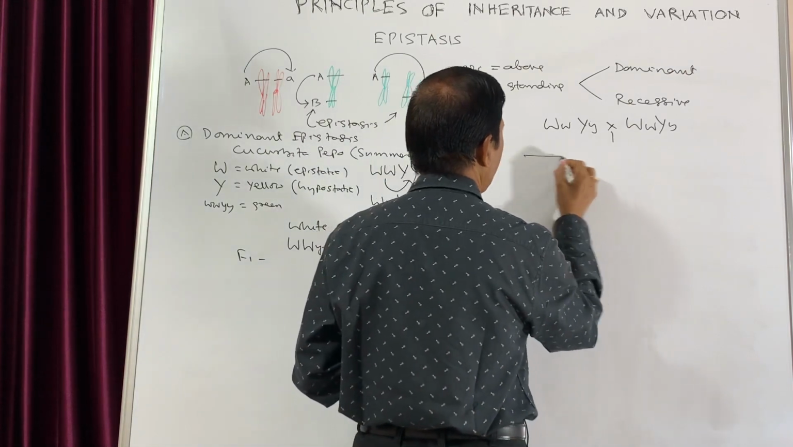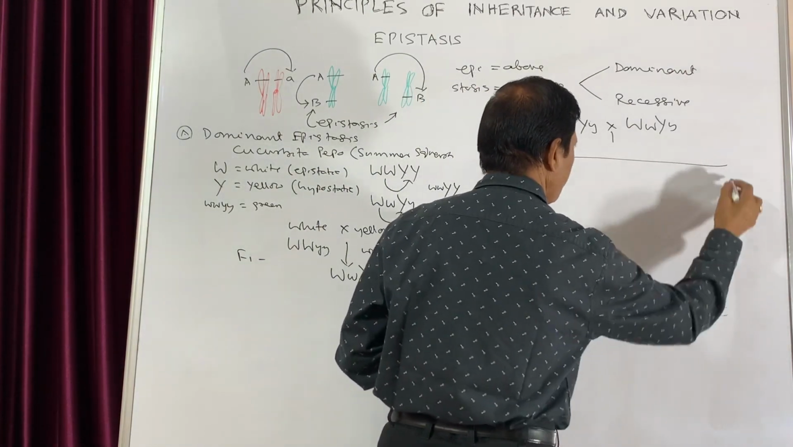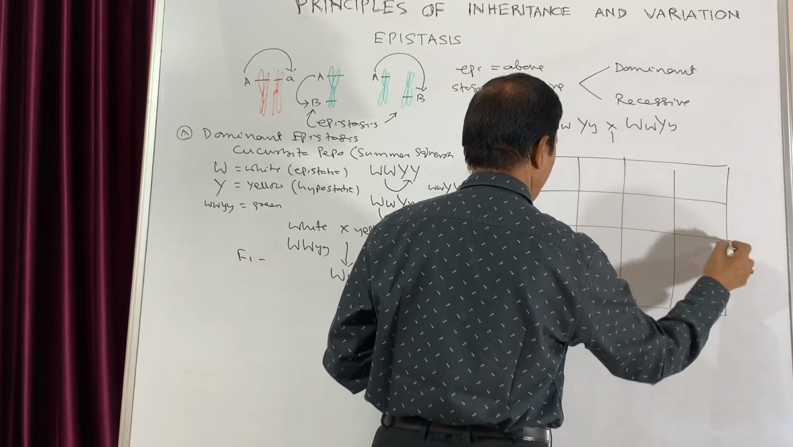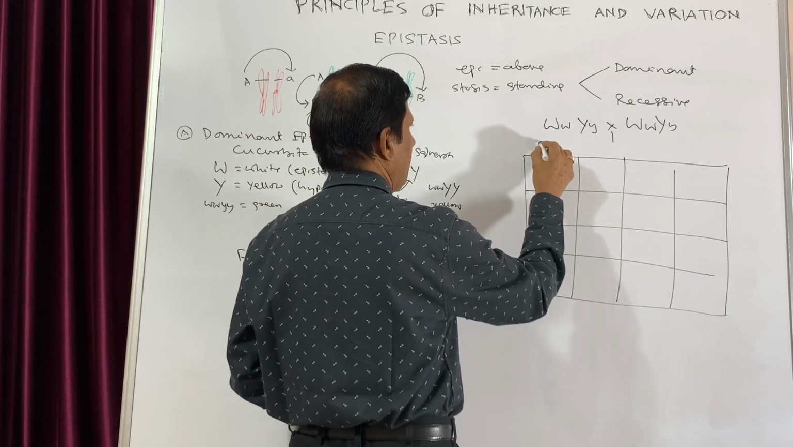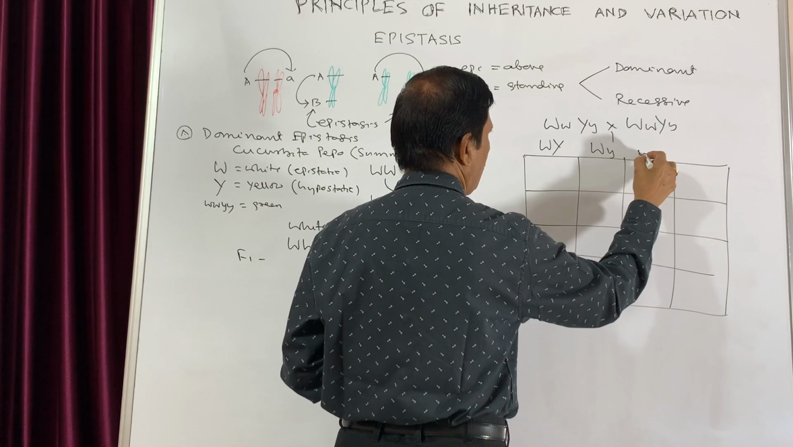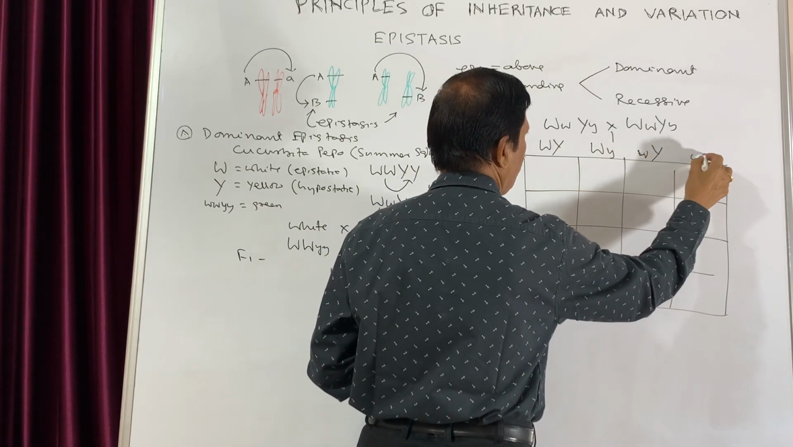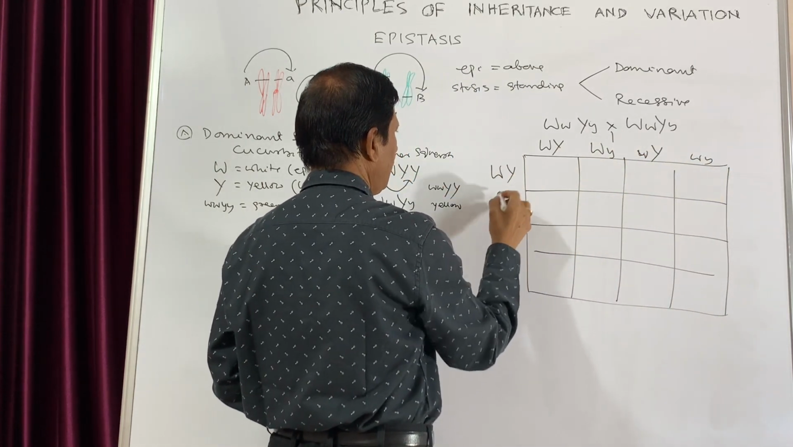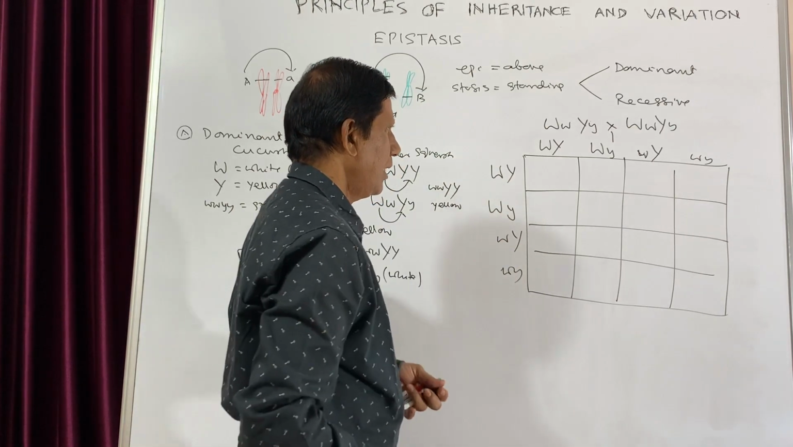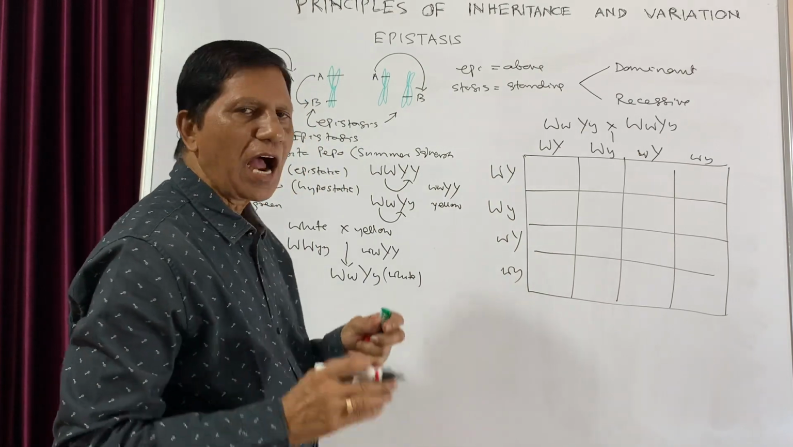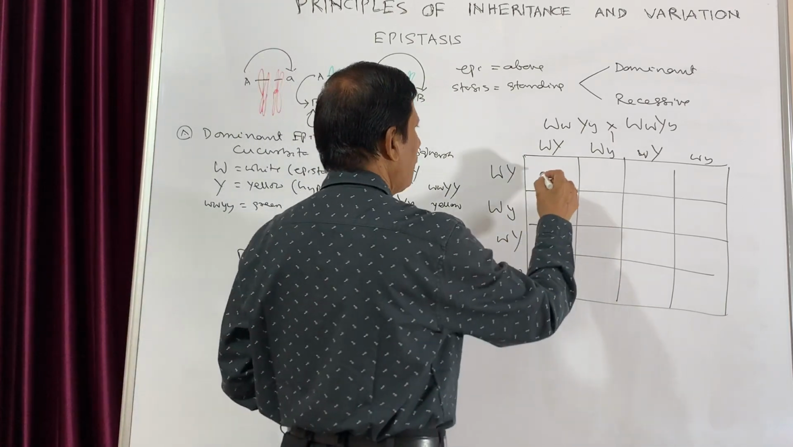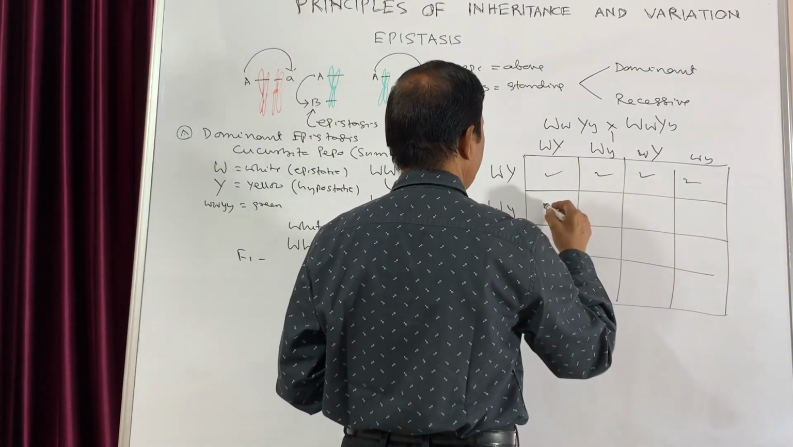In F2 generation, this will be capital W capital Y, capital W small y, small w capital Y, small w small y. Similarly, this side also in the same way we can write. Now what will happen, you see. In how many places are both capital W and capital Y present? Both the dominants are present at 9 places.